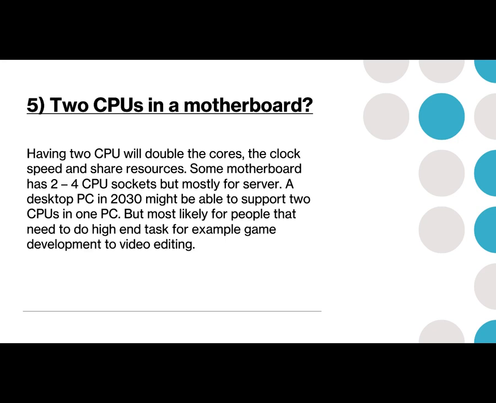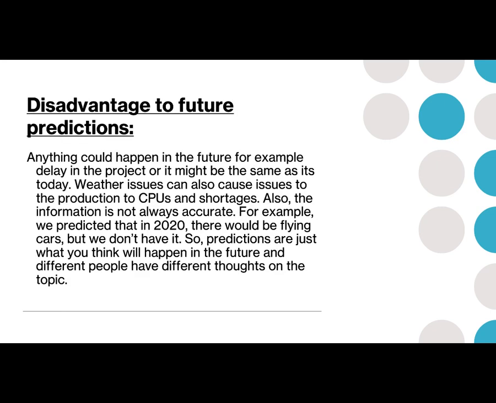Two CPUs on a motherboard. Having 2 CPUs will double the cores, the clock speed, and share resources. Some boards have 2 to 4 CPU sockets, but mostly for servers. A desktop PC in 2030 might be able to support 2 CPUs in one PC, but most likely for people that need to do high-end tasks, for example, game development or video editing.